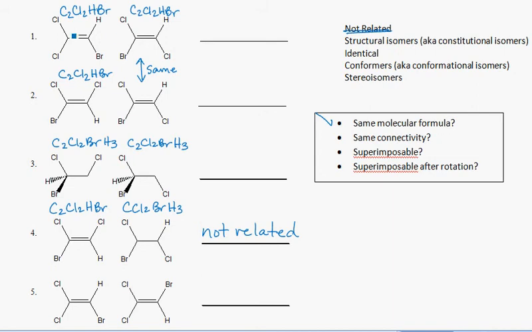Starting back again with the first one, we can see that we have 2 carbons with a double bond between them. We have a chlorine on the carbon on the left and a second chlorine on the carbon on the left. If we look at the second molecule in pair number 1, the first carbon has a chlorine and a bromine. That right away, without any further inspection, makes them have different connectivity. We have actually found our structural isomers already.